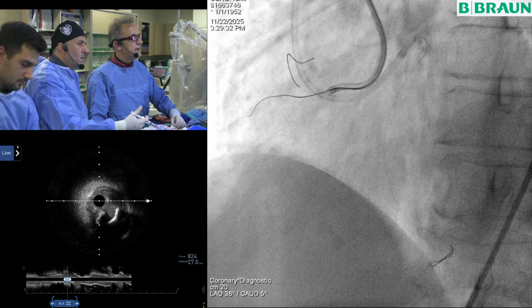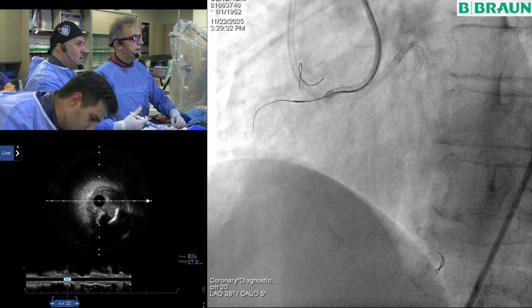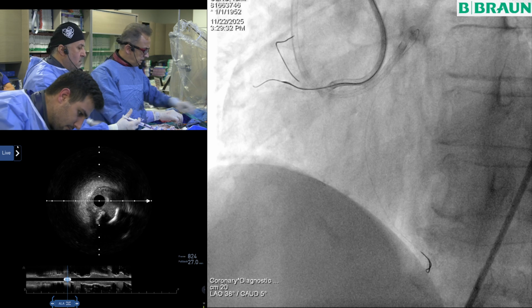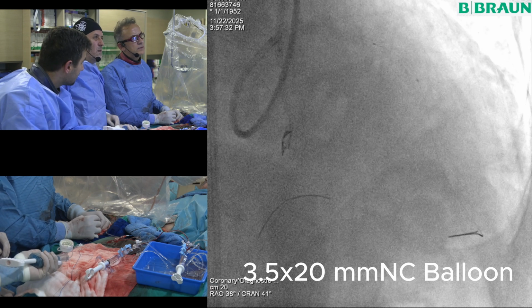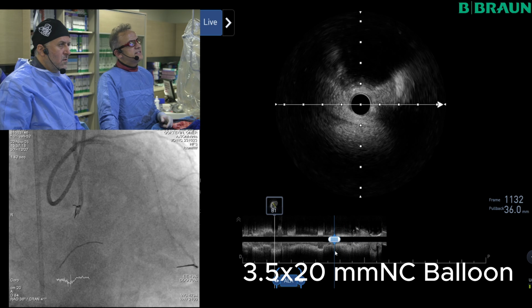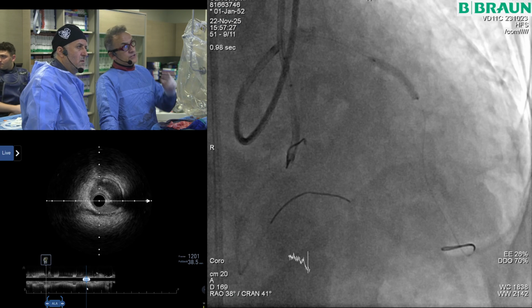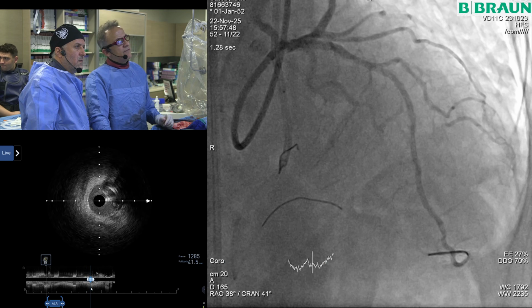So what I did, as you see, we did Shockwave here. I think we have a great result because we have lots of fractures. I got the IVUS down, and then I think we have a good result. This is a 3.5 NC balloon. After shock, we didn't do NC. And then we have this one.